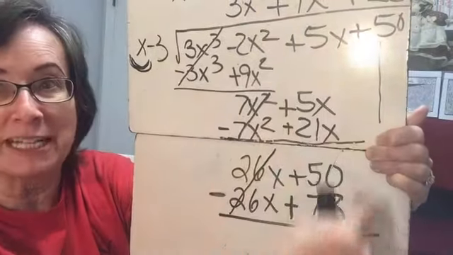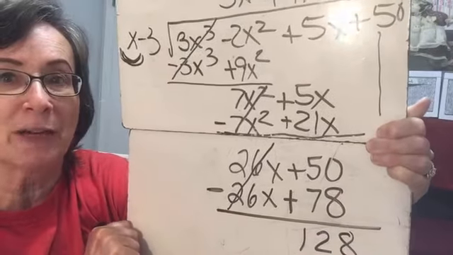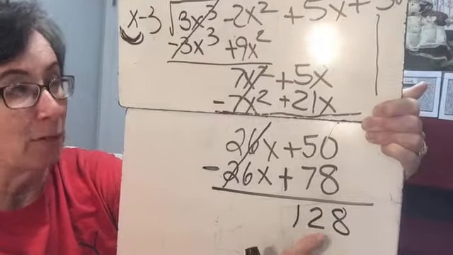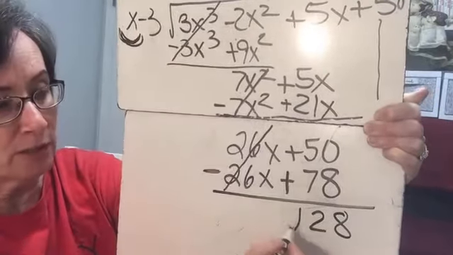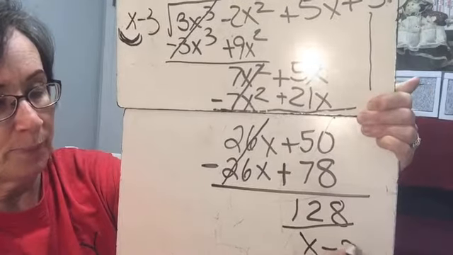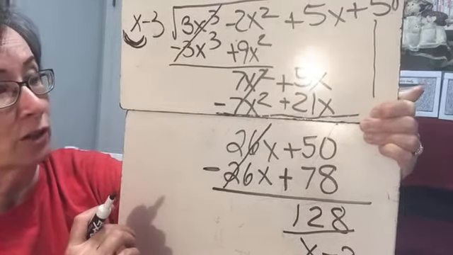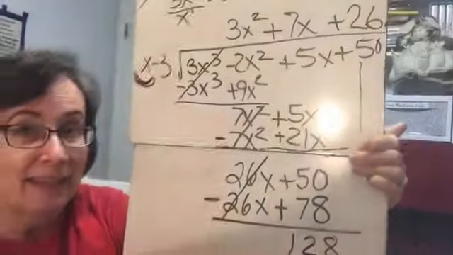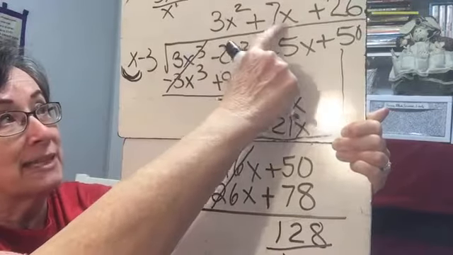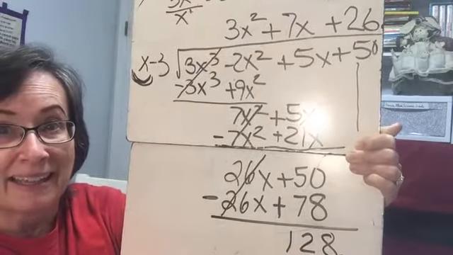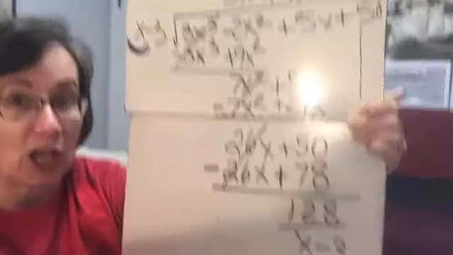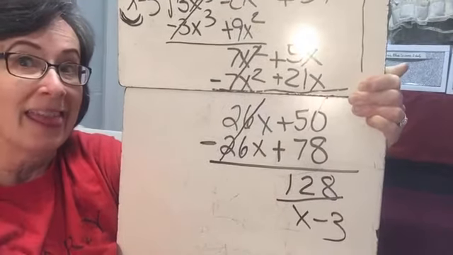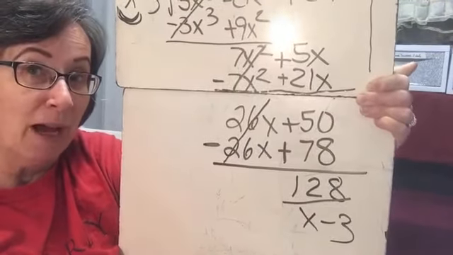Now, I'm all out of things to bring down, but I have 128 as my remainder. So I'm going to take my remainder and put it over x minus 3. So my whole answer is 3x squared plus 7x plus 26, and then at the very end of it all, 128 over x minus 3. That was a pretty big problem.